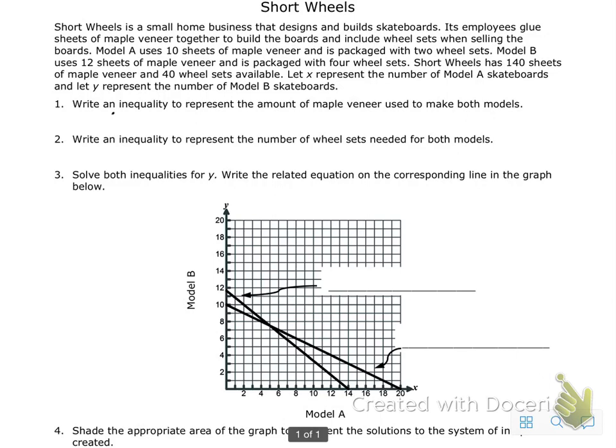So we're talking only about maple veneer. So let's go into our word problem and find maple veneer. Well, Model A uses 10 sheets of maple veneer. Model B uses 12 sheets of maple veneer. And Short Wheels has 140 sheets of maple veneer to use. That's how you're going to find your equations.